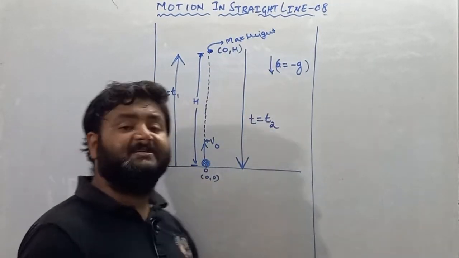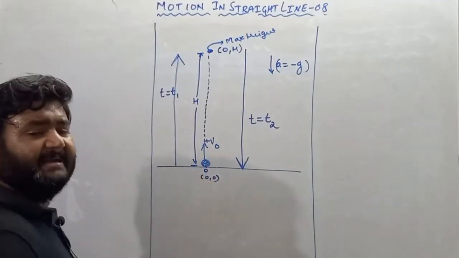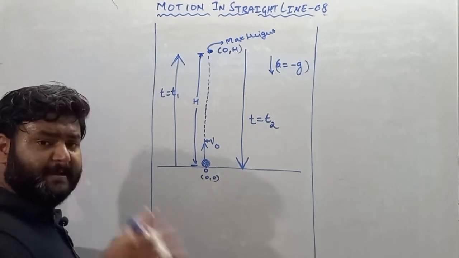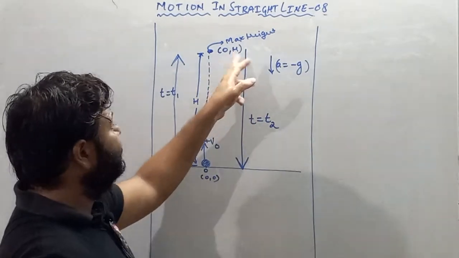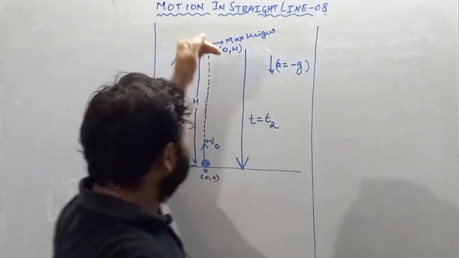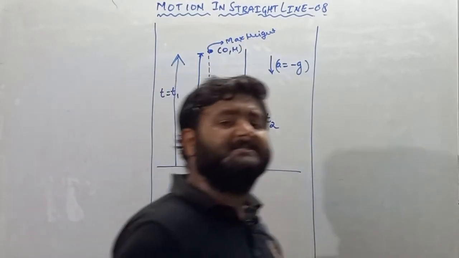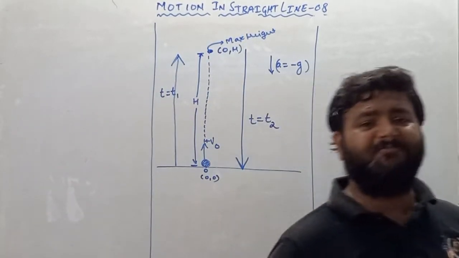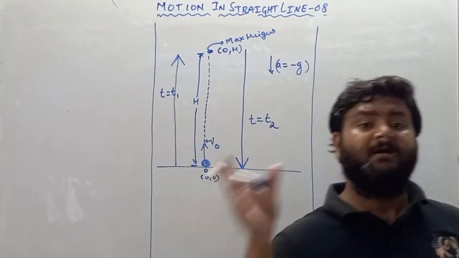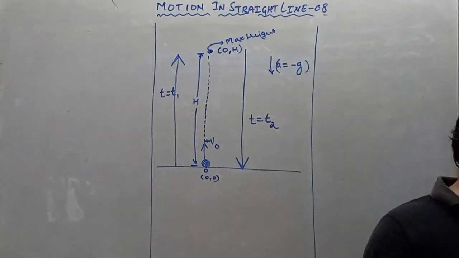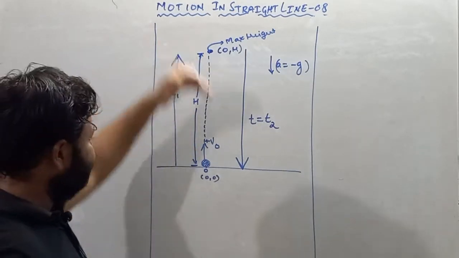The only acceleration which is acting on the particle is minus g, and the initial velocity of the particle is considered to be plus v naught. Remember this thing, the coordinate along y-axis at maximum height is 0 comma h. And one more thing, after achieving maximum height, the direction of motion changes. So we will say at maximum height, for a certain instant of time, the velocity of the particle is equal to 0, because without coming to rest, the direction of motion never changes. So t1 is going time and t2 is coming time.